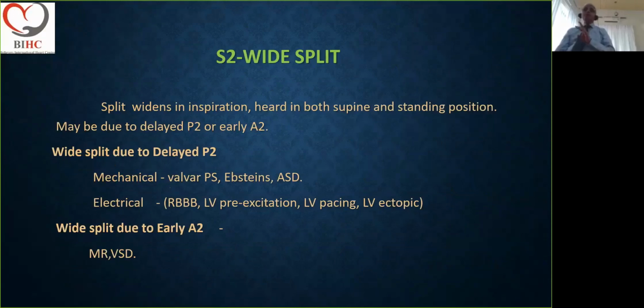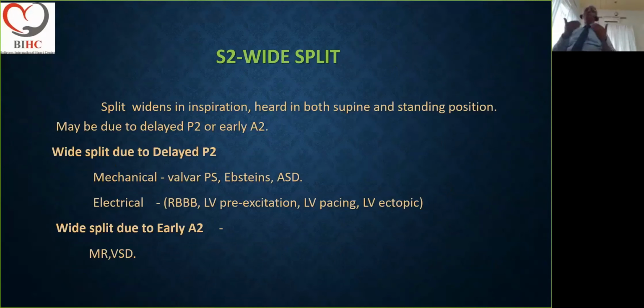But when the split is wide, there are reasons for it. It may be because the P2 is further delayed. P2 is already delayed in relation to A2. It may be further delayed, or the A2 is occurring too early. Either way, you can have a width of the split. So if you are looking at a delayed P2, you can think of mechanical reasons doing this, and you can think of electrical reasons doing it.